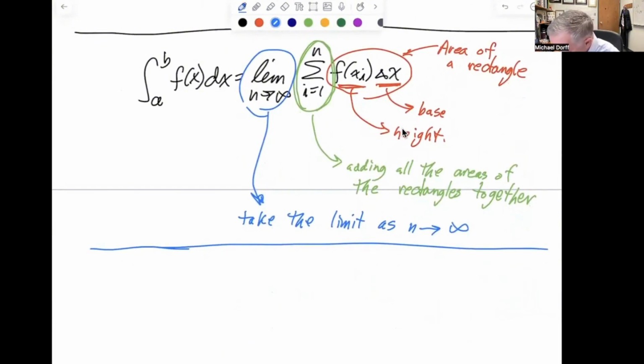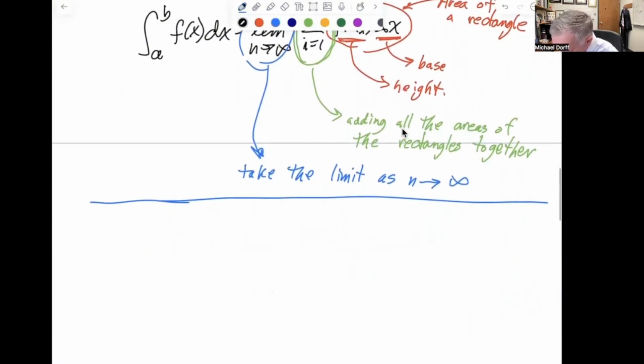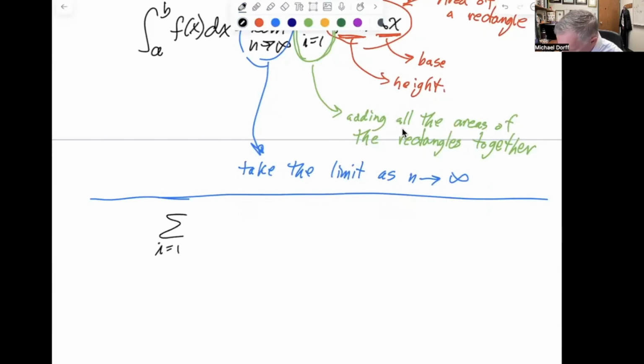Okay, so a few other things I want to just say here. This summation i equals 1 to n of f of x sub i delta x, which again, that is adding up all the rectangles together. We have n rectangles. We have n of them because of this.